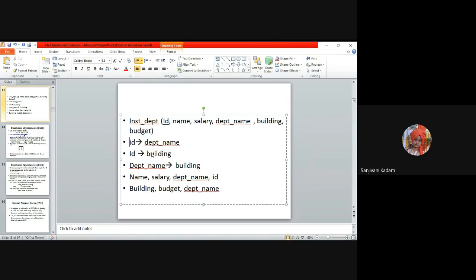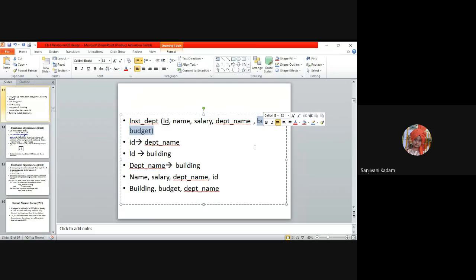Here, these two values are dependent on the department name, and that's why, in order to make this relation into second normal form, we take out those attributes which are not dependent on the primary key. On the primary key these four attributes are dependent, so we keep them in one relation, and the remaining two attributes we will take into another relation.